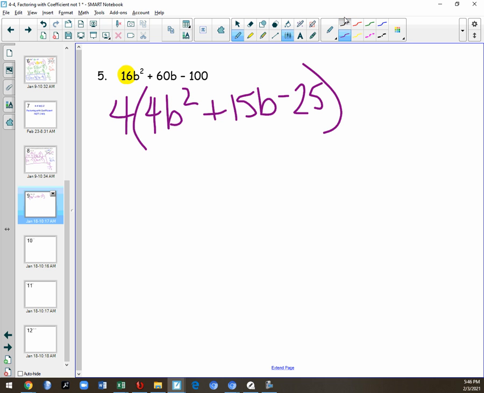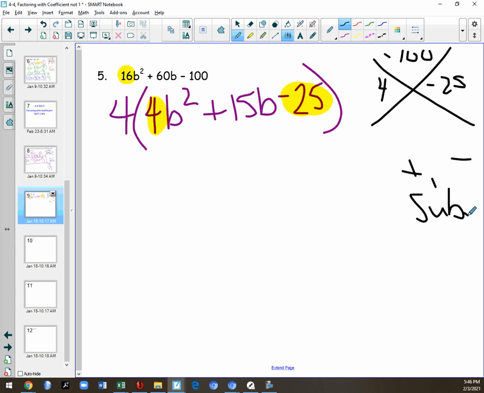Okay, so from here, we're going to go ahead and do our x. I'm going to use the number 4 right here. I'm going to use the number negative 25 over there. I'm going to multiply that together to give me negative 100. That means my signs are opposite and I am subtracting. And I need to obtain a 15. But I need it to be positive this time.